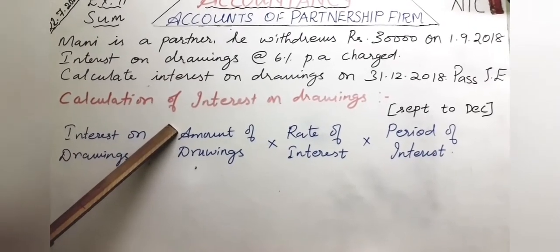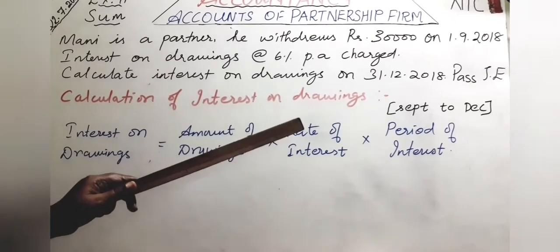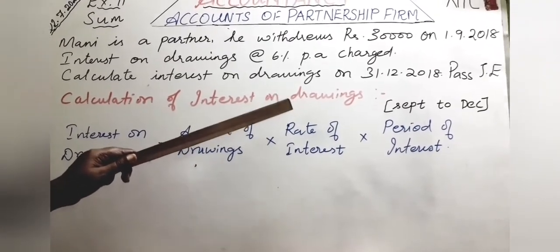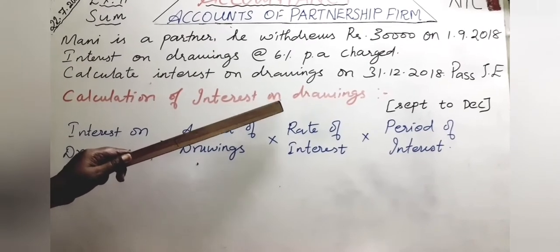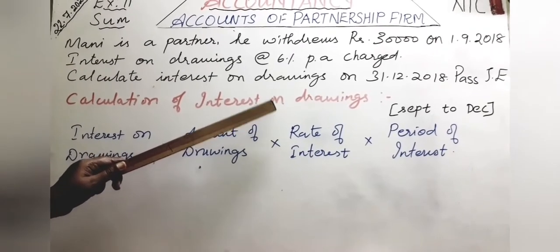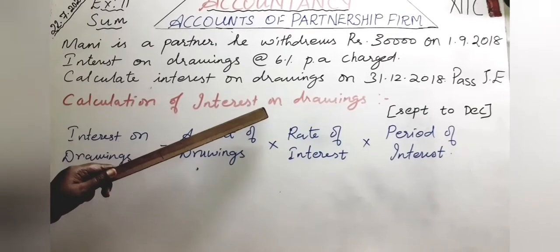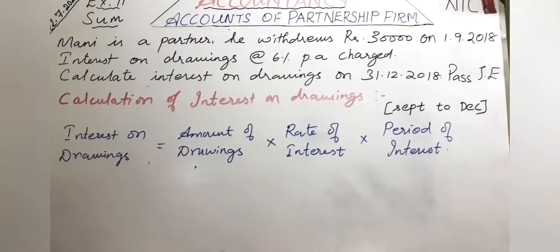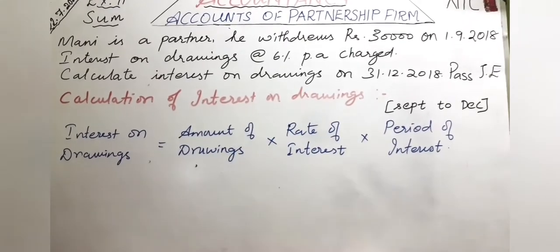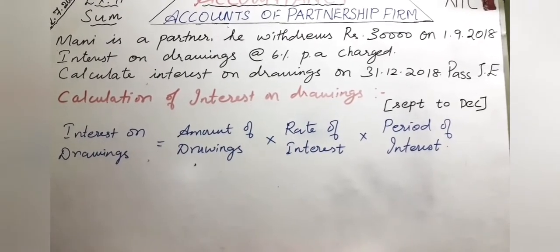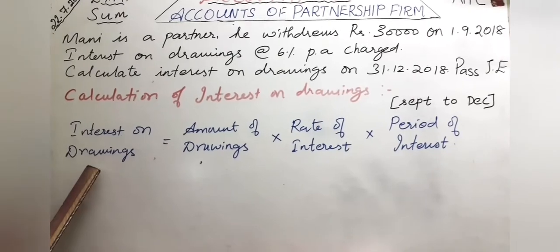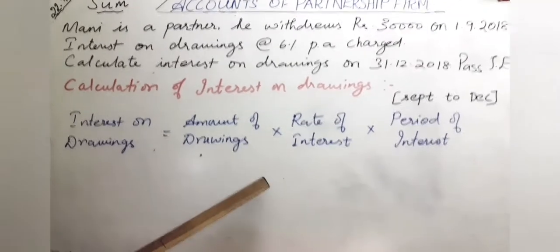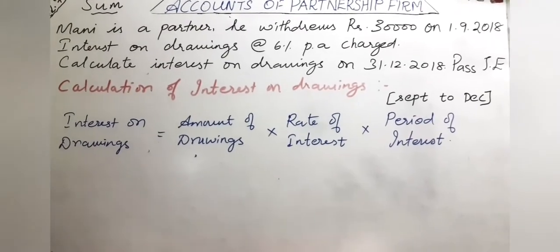You got me, students? So you want to keep in your mind September, that is the period of drawing. Money is withdrawing, 1st September he is withdrawing. So how many months is he using that amount, 30,000, from September to December. September, October, November, December, it comes to 4 months. That is the period of interest. Okay children, next write the formula. Interest on drawings is equal to amount of drawings into rate of interest into period of interest.